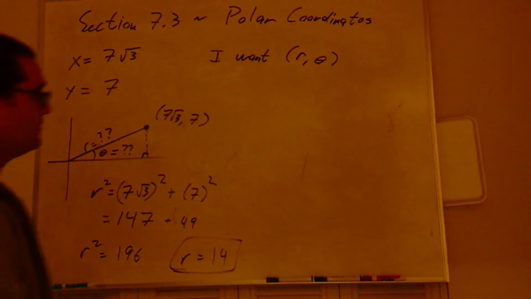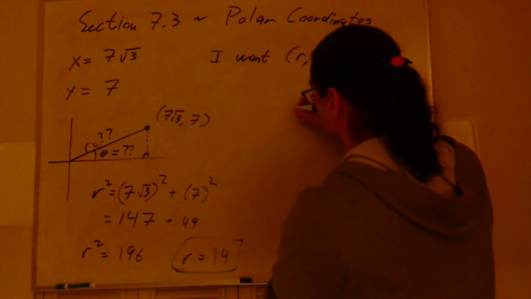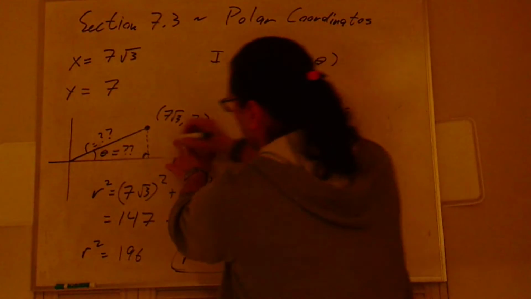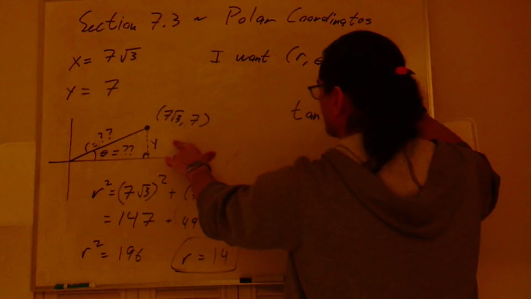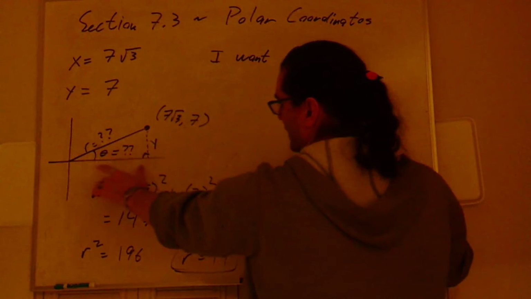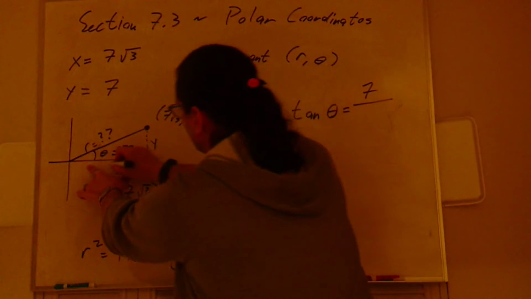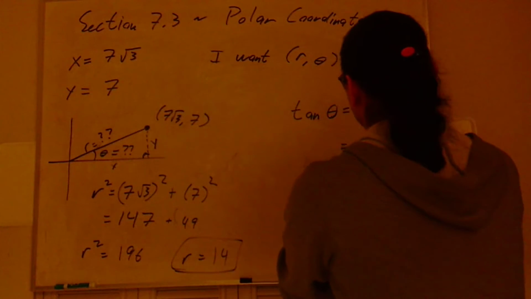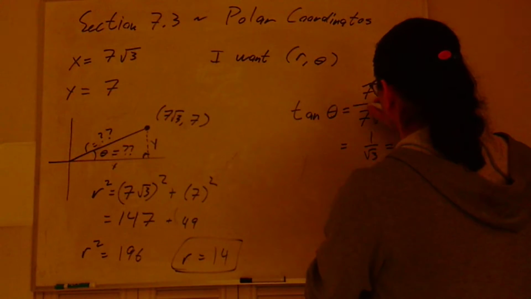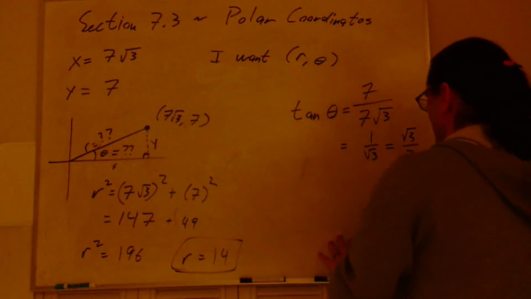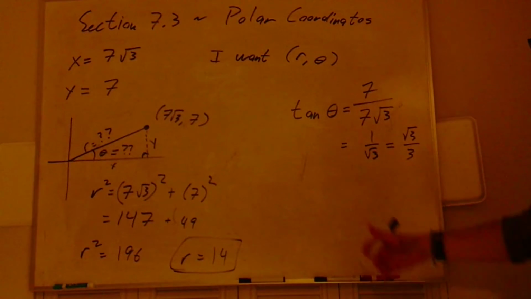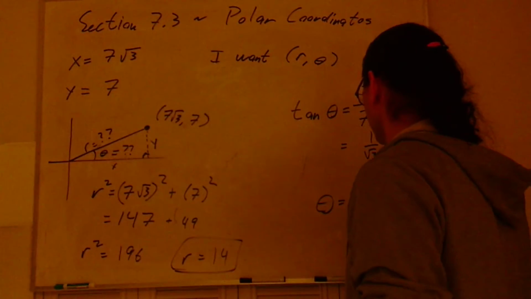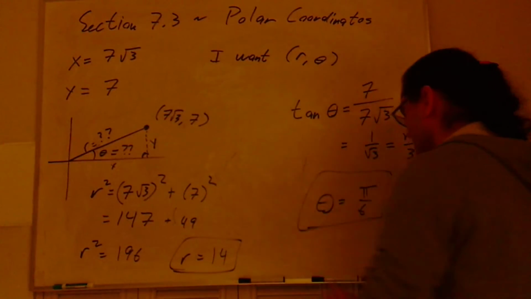I need to find theta, and I'm going to use the tangent here. The tangent of theta should be the opposite side. That's y, which is 7, divided by the adjacent side, that's x, which is 7 root 3, which means this is 1 over root 3 after you cancel the 7s, which is the same as root 3 over 3 if you're simplifying it. The angle that has this tangent value looks like it should be pi over 6. So we'll call it pi over 6.